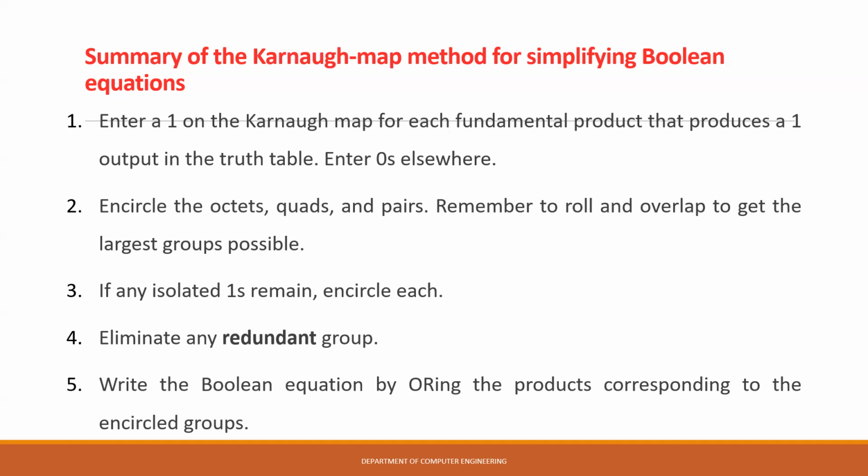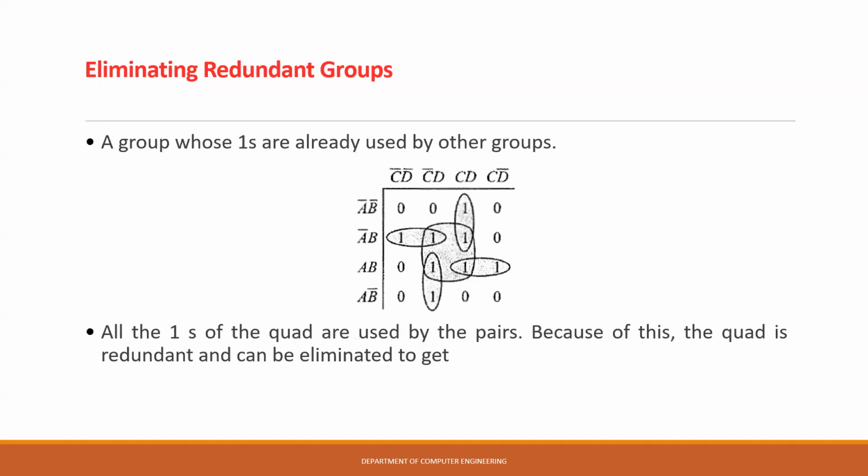Now next one is to eliminate any redundant group. Only required groups are valid. If any additional or unnecessary group is made, this group is called as the redundant group. Then finally, from the grouping, we can write the Boolean expressions for that encircled groups. This is the last step in the K-map simplification.